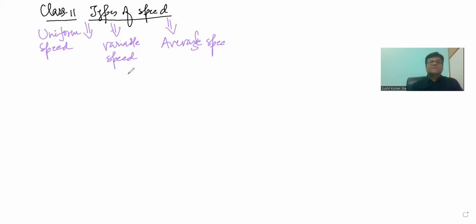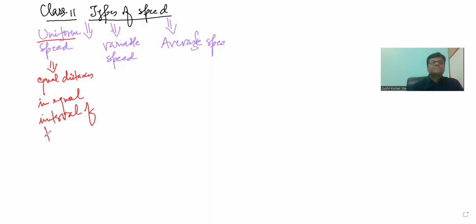So speed is classified into three basically. One is called uniform speed. Uniform speed means equal distance in equal interval of time, right? I repeat, equal distances in equal intervals of time.